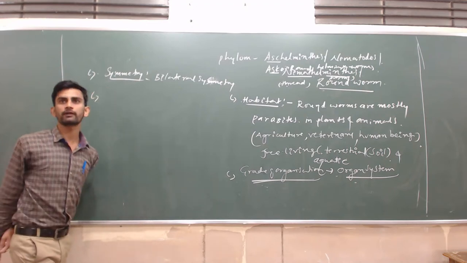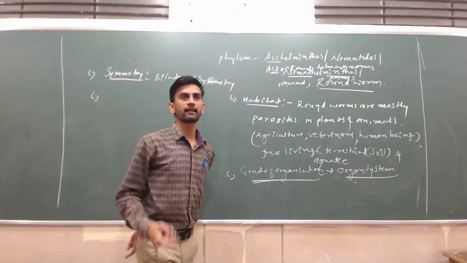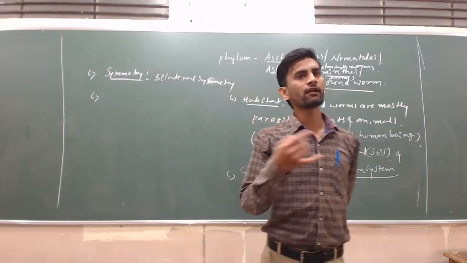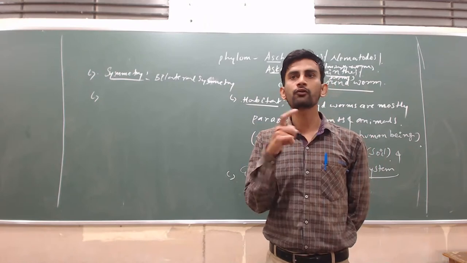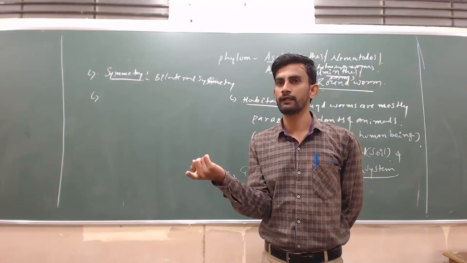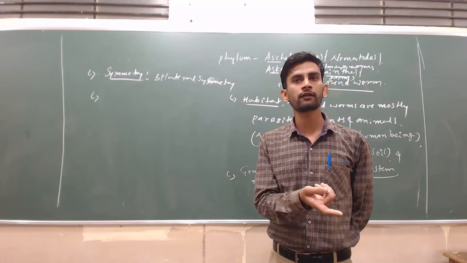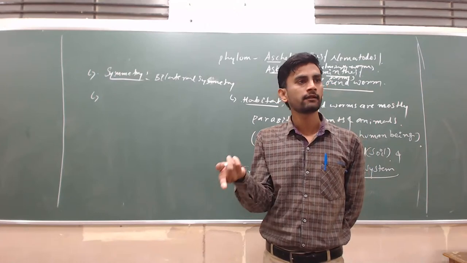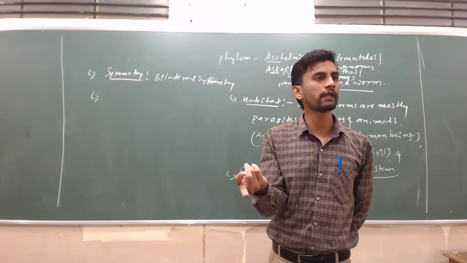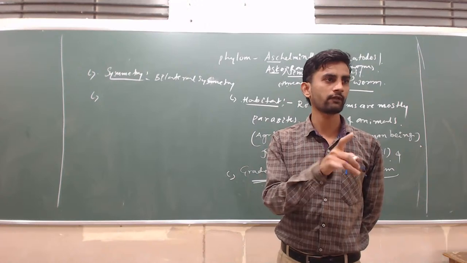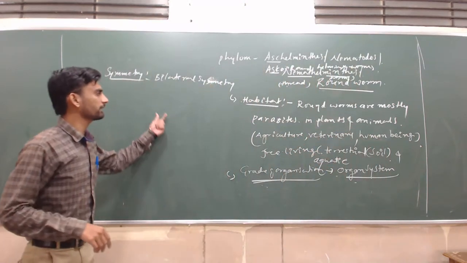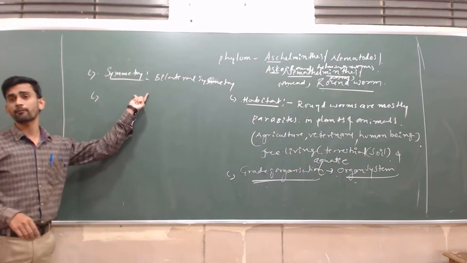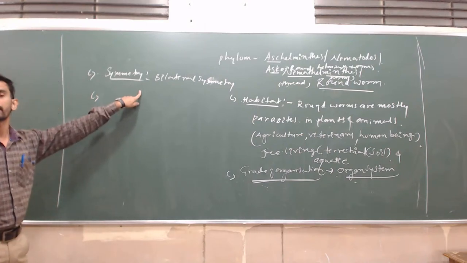One simple way I'll tell you to easily remember symmetry in any organism: one plane, two plane, no plane, any plane. One plane, bilateral; two plane, biradial; any plane, radial; no plane, asymmetry. That's it. In one line, you can easily remember all four types of symmetry. So starting from platyhelminths, you will find bilateral symmetry.